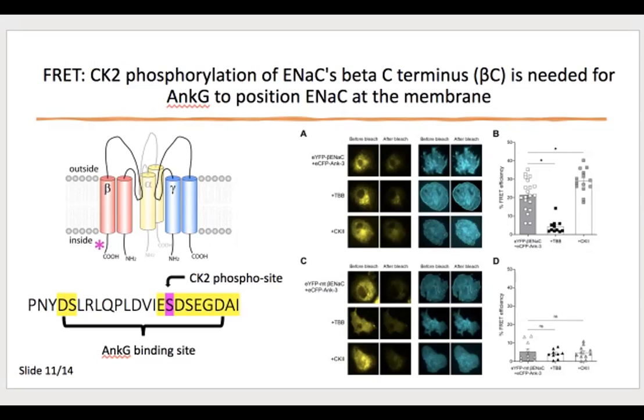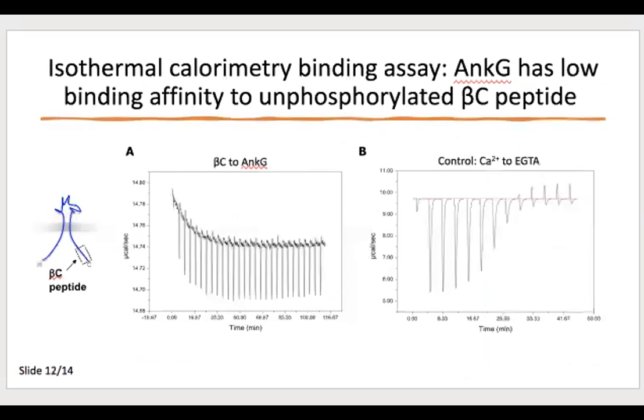And so this indicated to us that CK2 phosphorylation was integral to the translocation of ENaC to the plasma membrane and also the interaction of ENaC with ankyrin G. And that is something that we wanted to continue exploring.